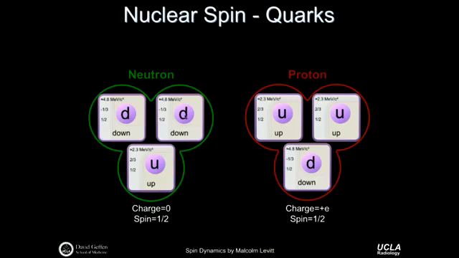Just as a different example, the neutron is two down quarks and an up quark, and so it has a different subatomic composition than the proton. Proton's the only thing we really care about for this class.